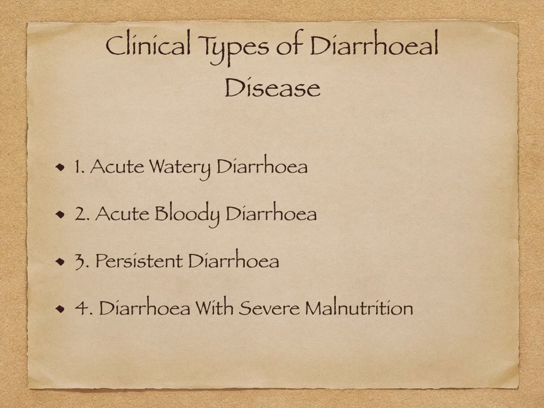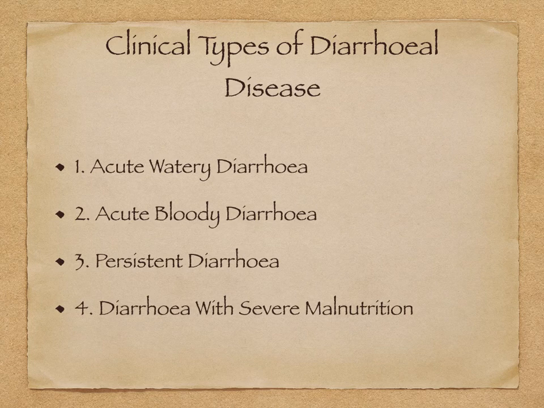The second, as you can see, is acute bloody diarrhea, which is also called dysentery. The main dangers are damage of the intestinal mucosa, sepsis, and malnutrition. Other complications, including dehydration, may also occur. It is marked by visible blood in the stools. And the most common cause of bloody diarrhea is Shigella, a bacteria that is also a most common cause of severe cases.